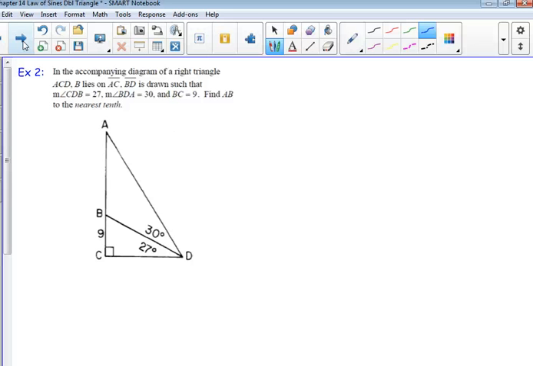AB. All right, so keep in mind what we're looking for. We're trying to find AB. That is this section right here. That's our end goal. We've got to get that part.